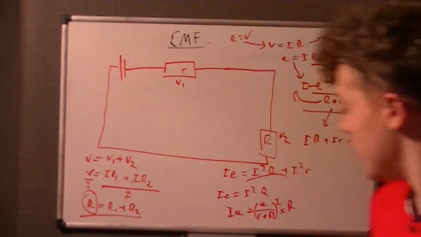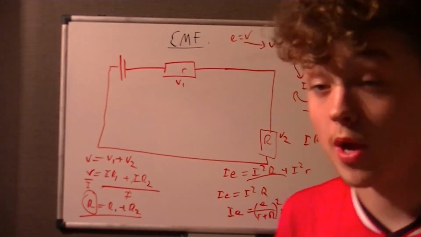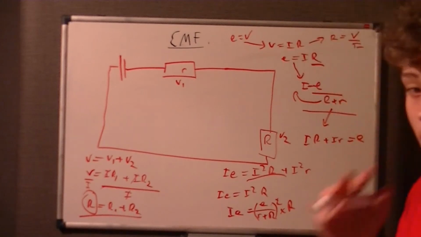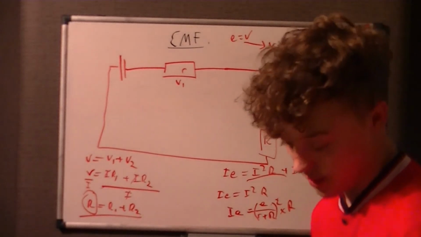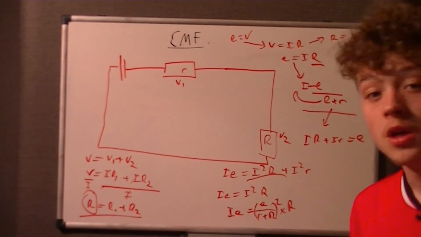Hopefully you can see that. If you can't, it's power equals E over R plus r, all squared. We square top and bottom, and we multiply that by the resistance of the given resistor that we're testing. So hopefully that's sort of got to grips with you.